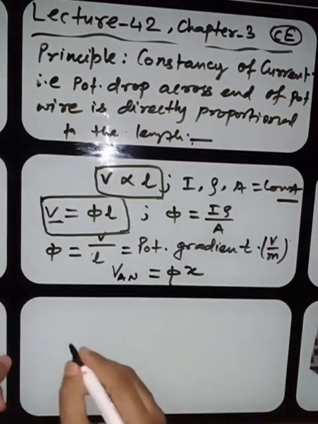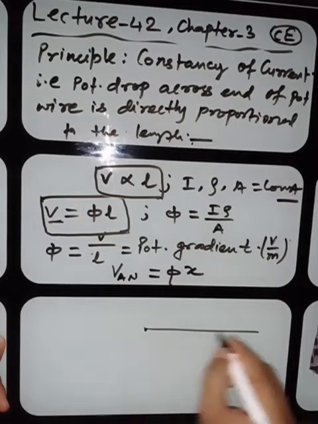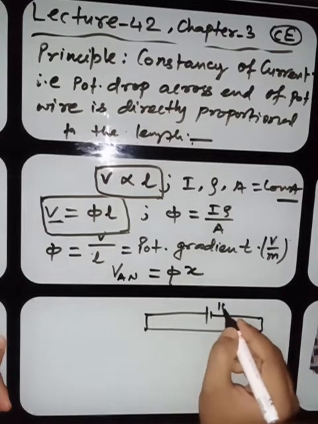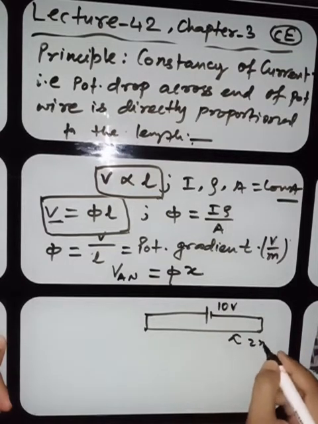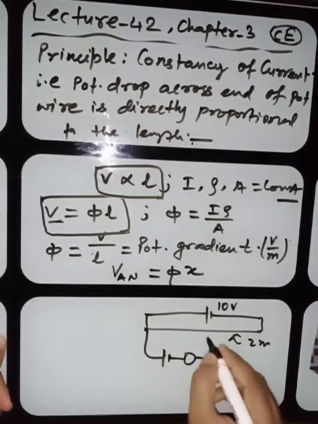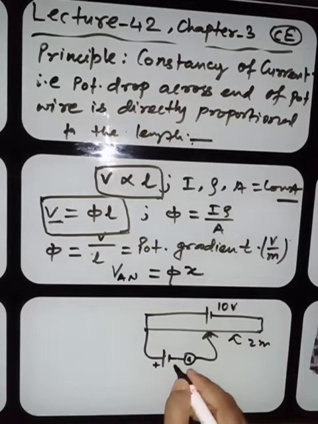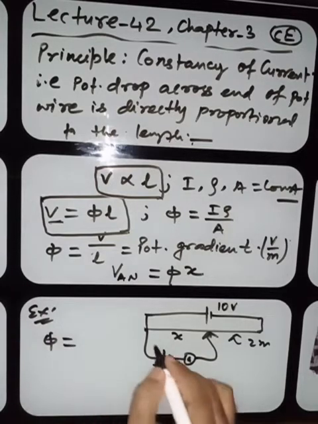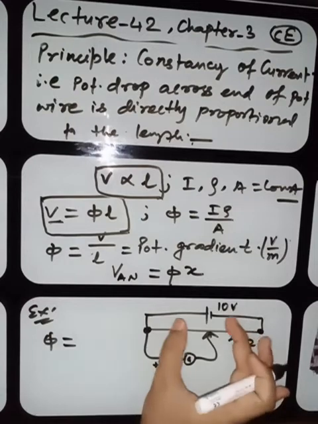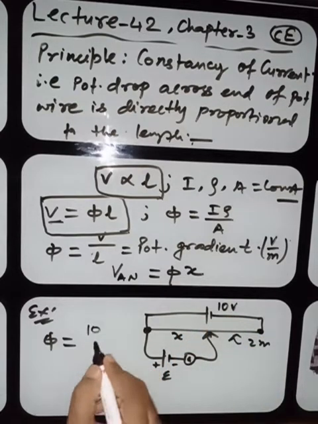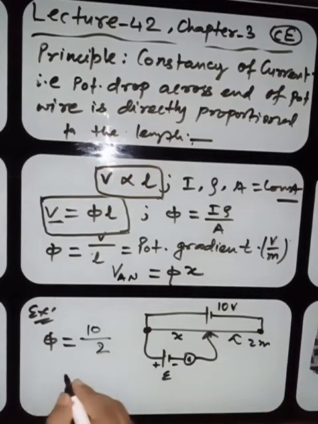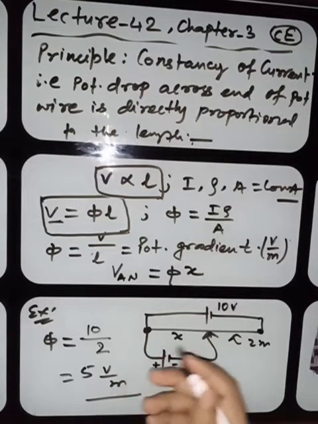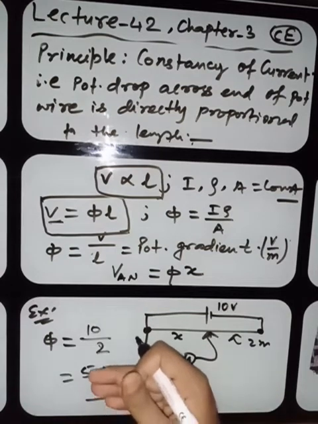Take a very simple example. Suppose this is a potentiometer wire and it is connected with a battery of 10 volt, of length, suppose, 2 meter. Here you have the galvanometer, the EM, and this is the X. What will be the value of phi? Try to find out the potential across this wire, and the potential across it is 10 volt. So this will be 10 by the total length, which is 2. So the answer is 5 volt per meter. Very simple. In this way you can find out the value of phi.